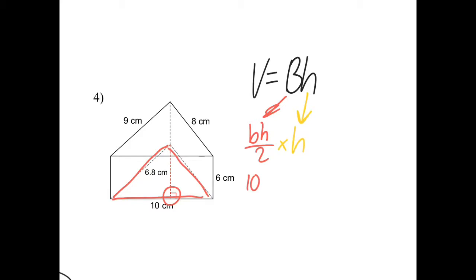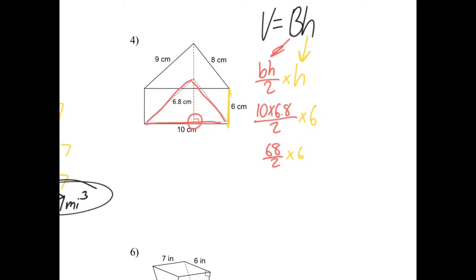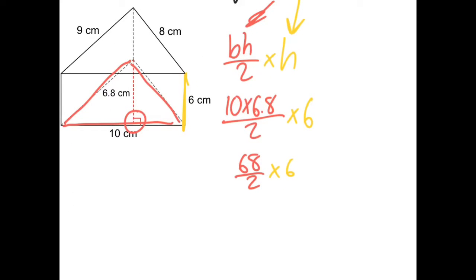Base will be 10. We do that times 6.8 divided by 2 times our height of our figure, which is 6. 10 times 6.8 is going to be 68, and we'll have to divide that by 2. We'll do that times 6. 68 divided by 2 is going to be 34. That's times 6. 34 times 6 is going to be 204.